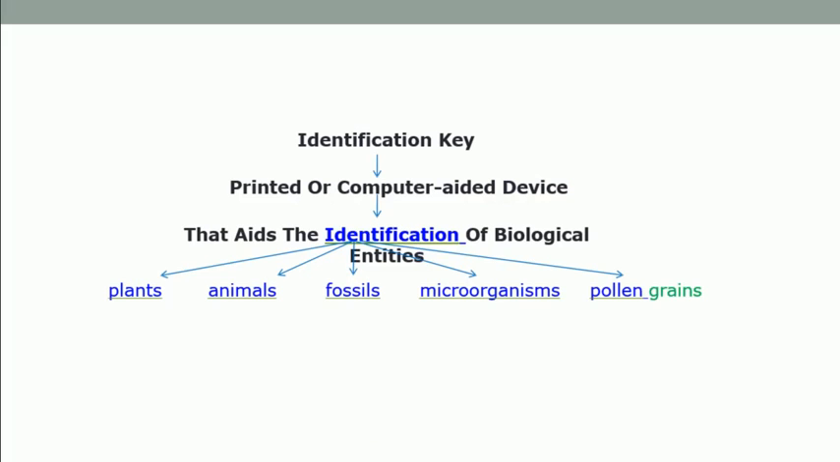So the first question that comes into our mind is, what are these identification keys? Basically, they are printed or computer-aided devices which help in the identification of biological entities. These could be plants, animals, fossils, microorganisms, or even pollen grains. There are different types of keys which can be used to identify any one of them to its name.